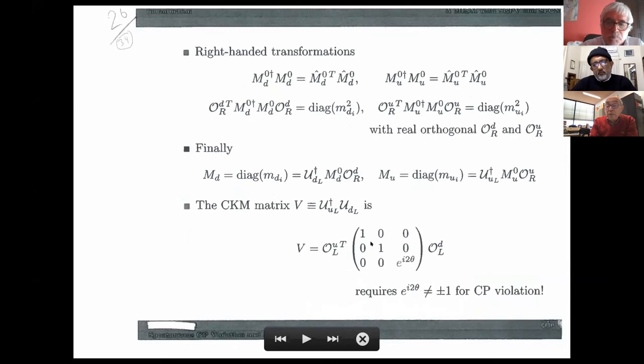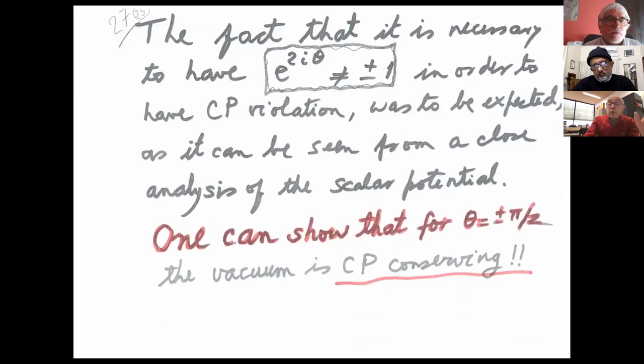Then in the middle we have this matrix, and here appears the factor 2 theta. It just comes out of the calculation. Now, if we had not obtained this 2 theta instead of theta, we would have made a mistake, because in the limit of 2 theta, for example, equal to pi, theta equal to pi over 2, then there is no CP violation, okay? That you can prove formally.